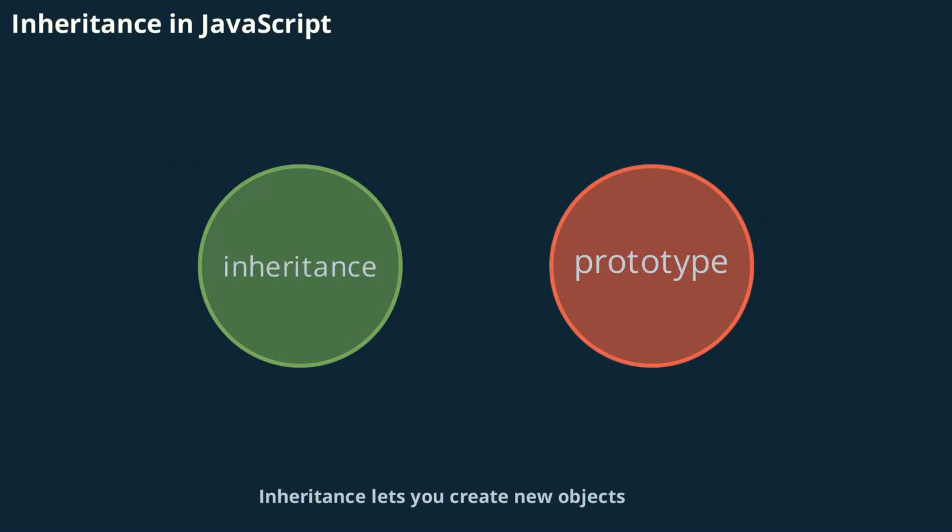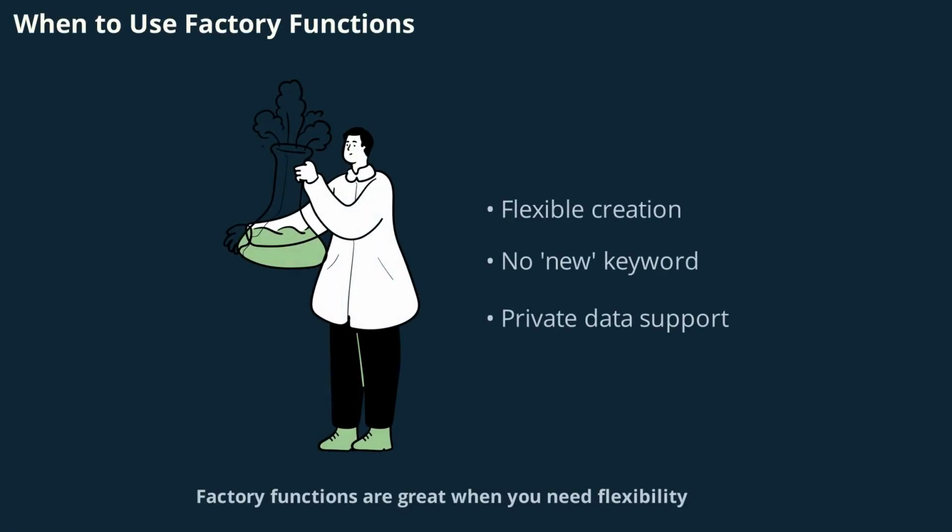Inheritance lets you create new objects that reuse the behavior of existing ones. Both factory and constructor functions can use prototypes for inheritance. This means you can define common methods once and have all your objects use them, making your code more efficient and easier to maintain. Factory functions are great when you need flexibility, want to avoid the new keyword, or need to create objects with private data.